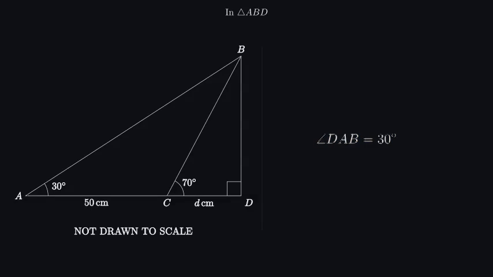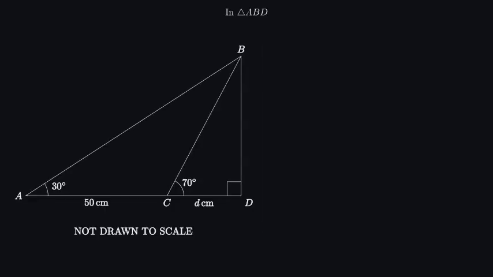First, focus on the large right triangle, ABD. With respect to the 30 degrees angle at A, the opposite side is length of BD, and the adjacent side is length of AD equals 50 plus d. So we use tangent. Using tangent in triangle ABD, we write tan of 30 degrees equals length of BD over length of AD. So from the large triangle, length of BD equals (50 plus d) tan of 30 degrees.